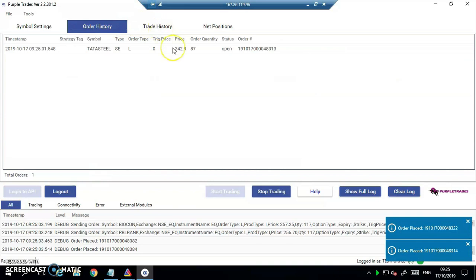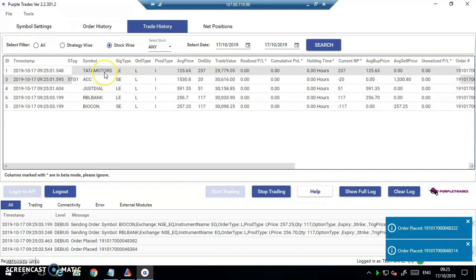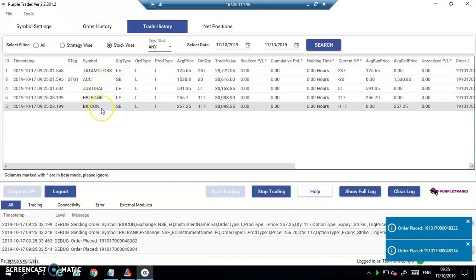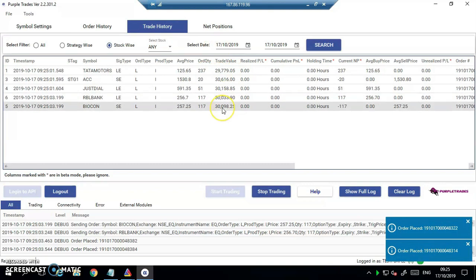Out of 6 stocks, 3 stocks' limit orders are complete. The other 3 stocks' limit orders are not complete, I guess. The trades are open yet, so I can cross check the same in my Upstox also. And you can see now Tata Motors is also completed, Biocon is also completed, and I think all the 6 limit orders are completed right now. I can cross check the same in the Upstox also.